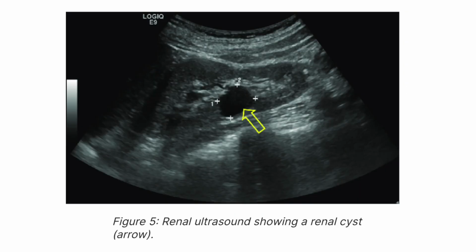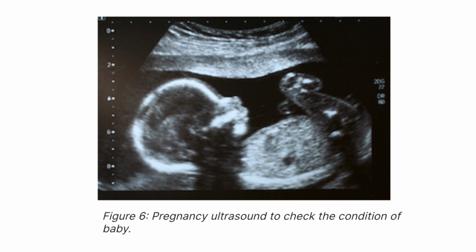Figure 5 illustrates renal ultrasound showing a renal cyst. You can see it is represented by an arrow. Figure 6 illustrates pregnancy ultrasound to check the condition of a baby.